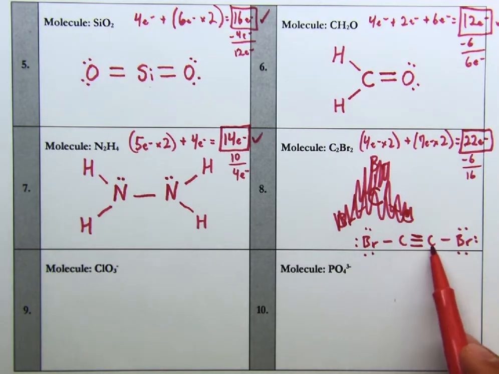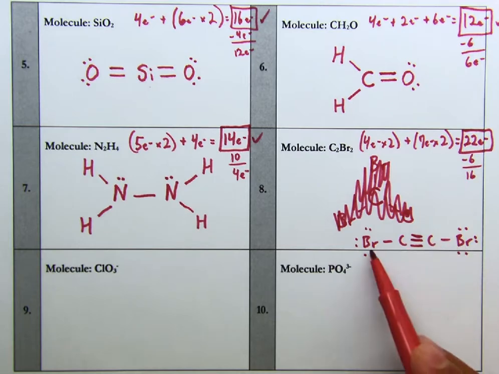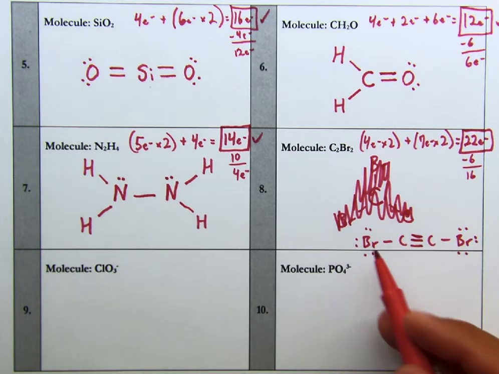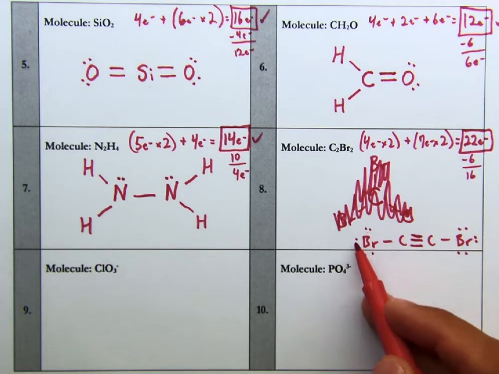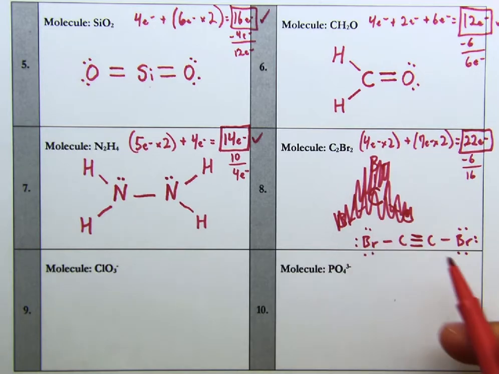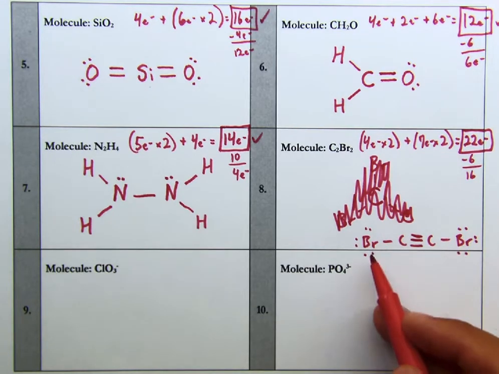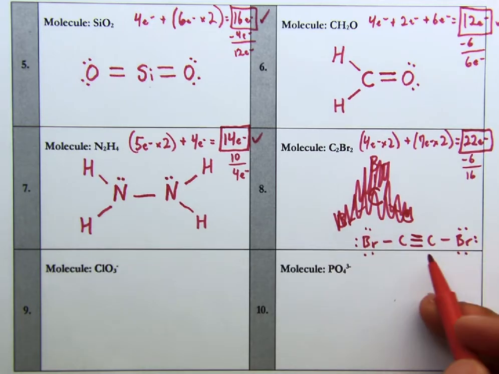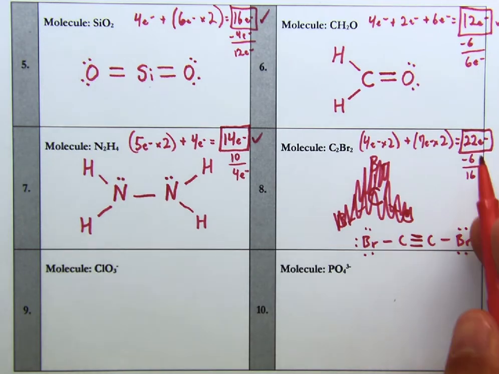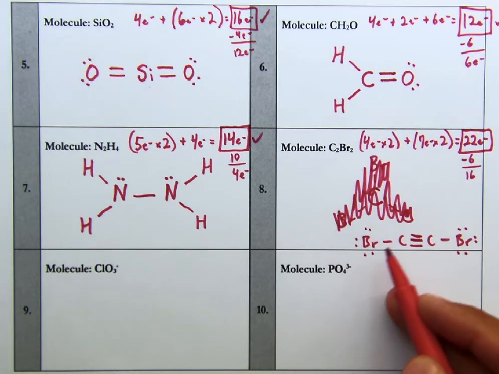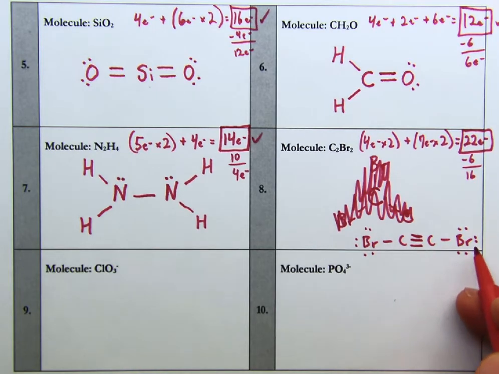So here I have 2 carbons and a bromine on each side of it. Now I started by connecting them all with single bonds, and then I put 6 valence electrons around this bromine and 6 around this bromine. So if you look at this, bromine has 2, 4, 6, 8. Bromine has 2, 4, 6, 8. This carbon has 2, 4, 6, 8, and this carbon has 2, 4, 6, 8. So they all have octets, and the total number needs to be 22. This has 2, 4, 6, 8, 10, 12, 14, 16, 18, 20, 22. So this is a valid Lewis structure.